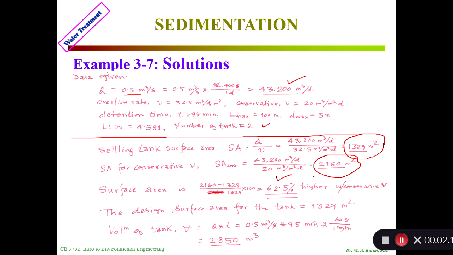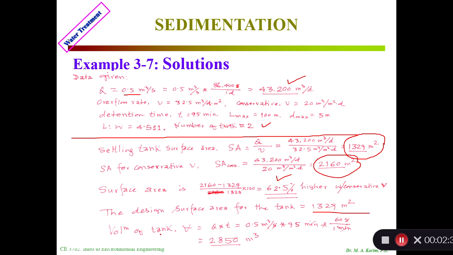So this is a Michigan rule. I think Michigan they use 20. I think this is their rule of thumb. It's not universal, but anyway, in USA, Michigan. But 1329 is the best option because 32.5 is what we are looking for. The design surface area for the tank would be this.